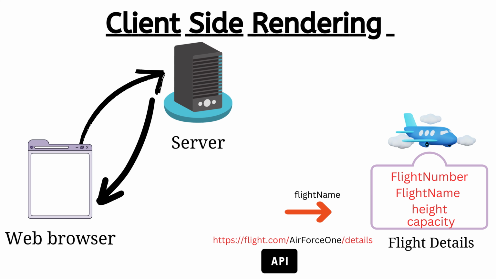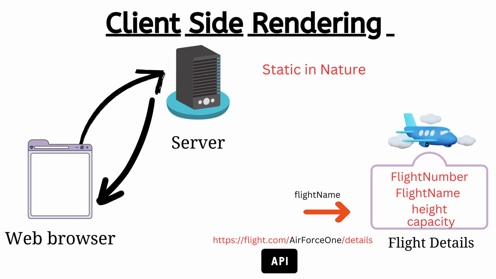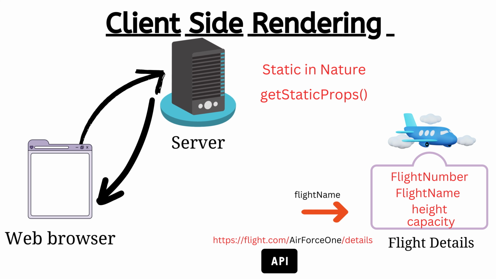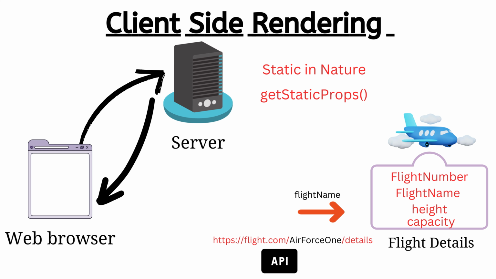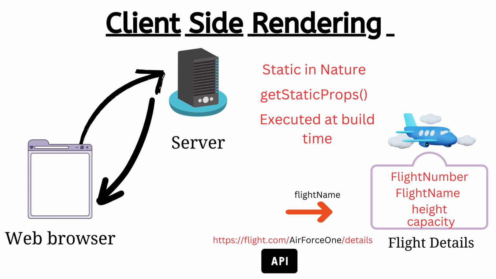When you make the API call to the server, get the data, it will render on the UI page. But the reason you use client-side rendering for this particular scenario is that since these flight details are not going to change very often, you can set this logic within the getStaticProps method, since the data is static in nature and it will be executed at build time. So when the application is running the build, that's when it will be executed, and the HTML will be ready to render on the browser side.